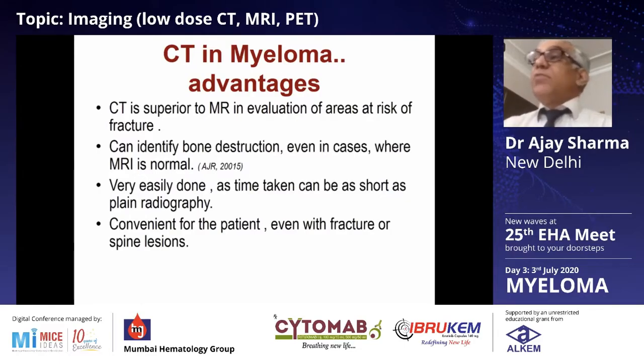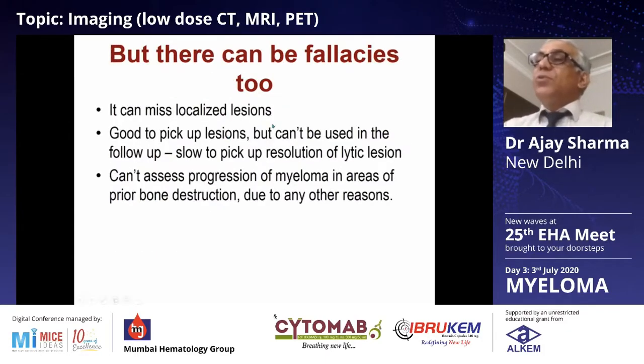But there can be fallacies too. It can miss the localized lesions. Next slide, please. And it's good to pick up the lesions, but it cannot assess the improvement or the progression of the disease, and it takes long for the lytic lesions to show any features of resolution. And as I mentioned, it can assess the progression of myeloma in those areas where there has been prior bone destruction because of either reason.